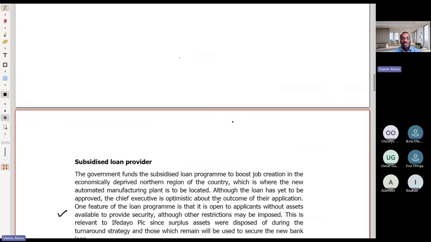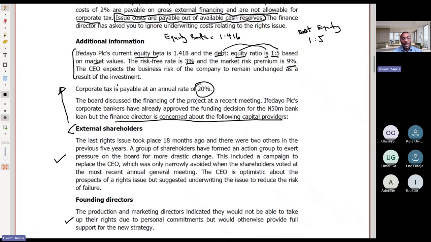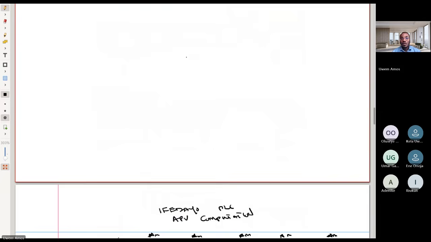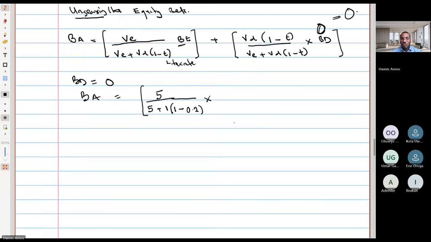Those phrases are used interchangeably. We are given the equity beta in the question as 1.418. We've mentioned that because we're trying to remove the financial risk, our beta debt is always 0. So 0 multiplied by anything here gives us 0, and there's no need for us to stress our head with that. So plus 0.